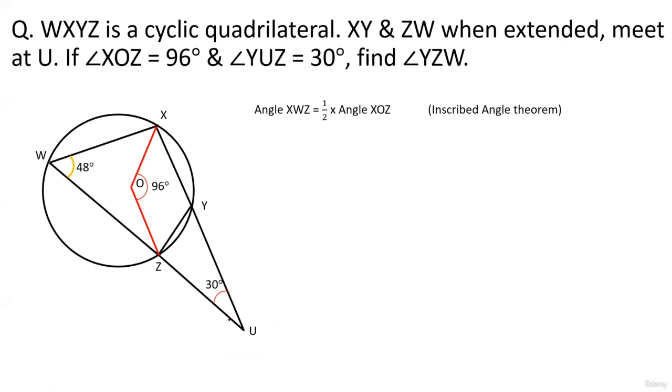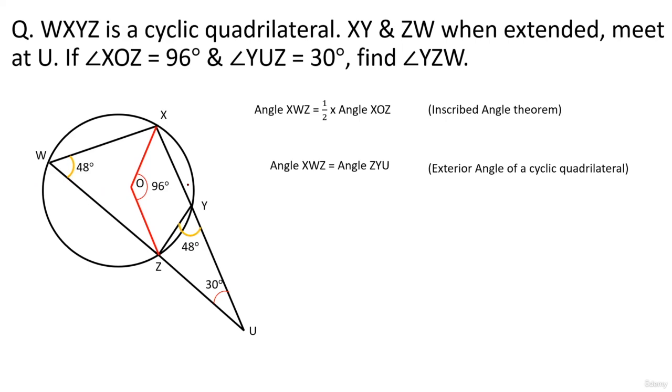Okay, guys. So next step, we can observe that XWZ, which is 48 degrees, is the remote interior angle with respect to ZYU. So these two angles will be equal. For a cyclic quadrilateral XWZY, for this quadrilateral, ZYU is the exterior angle. So exterior angle is equal to the remote interior angle. So from here we will get the value of ZYU, that is 48 degrees.